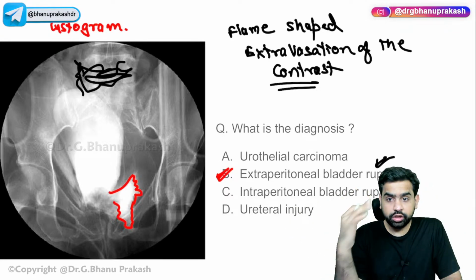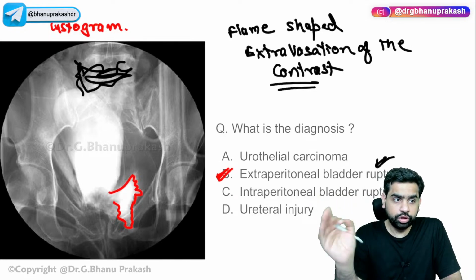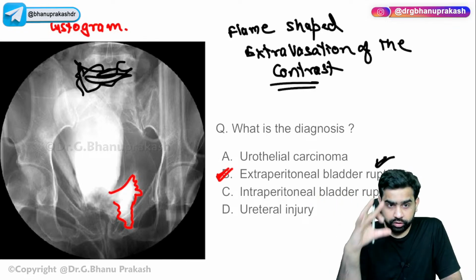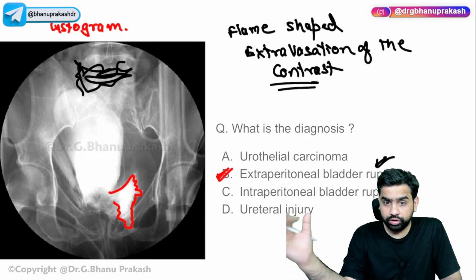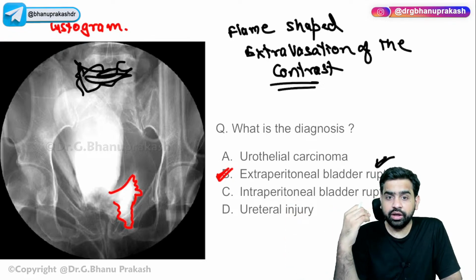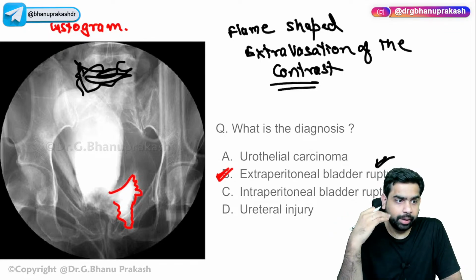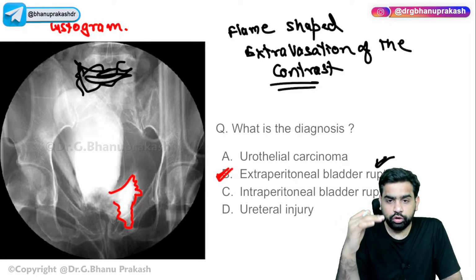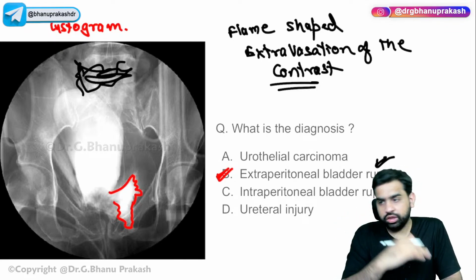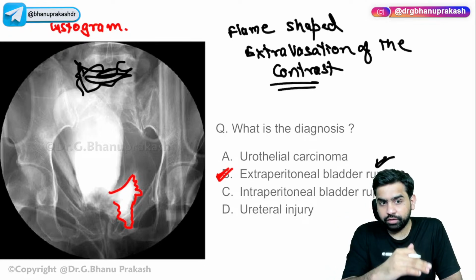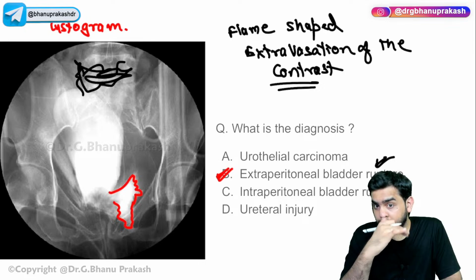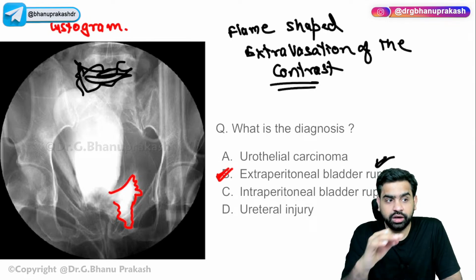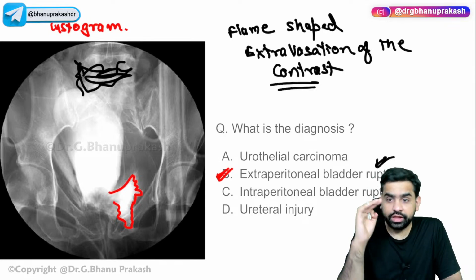Okay, so if there is contrast surrounding the intestinal loops, that is an intraperitoneal bladder rupture. But if the contrast is coming out of the bladder with a flame-shaped extravasation of the contrast, that is referred to as an extraperitoneal bladder rupture. Yes, absolutely right. On the CT scan, what you get is a molar tooth sign. Very, very important. The molar tooth sign is found on the CT scan in these particular patients.